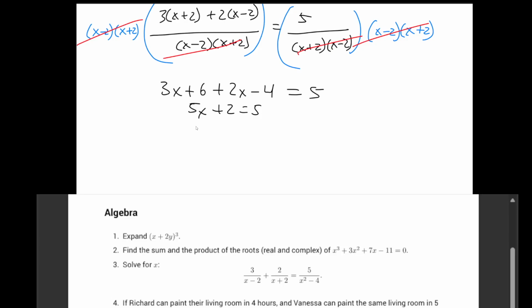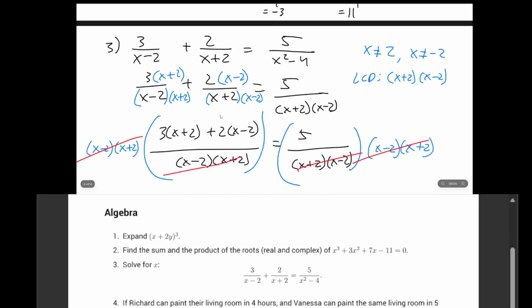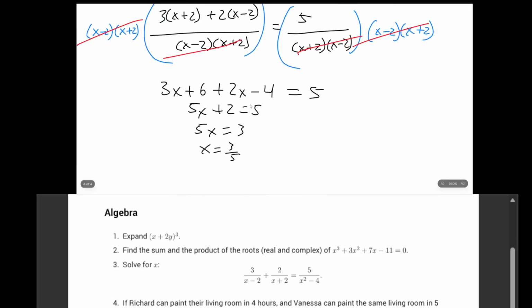We get 5x equals 3 and x equals 3 over 5. So yeah, that should be the answer to this question here. Hopefully it makes sense that it's just sort of like getting the LCD and then solving for x. And of course, 3 over 5. I'm just going to use the blue marker here.